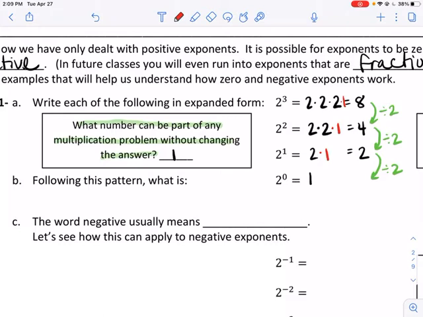You could do this with 5. You could do this with 1,000, and you would find that it would divide by whatever the base is, and that you'd be left with 1 at the end.